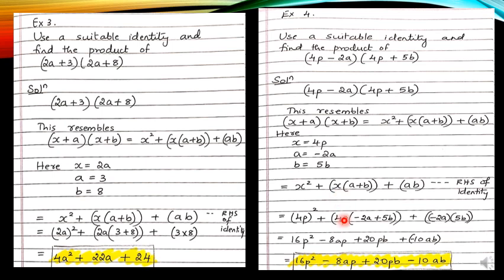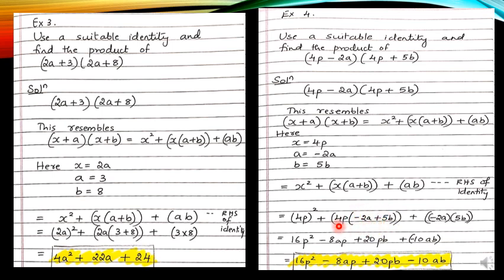After that, substitution is similar. X square means (4p) the whole square. X is 4p. A plus b will be (minus 2a plus 5b). Then the last term ab is going to be minus 2a into 5b. Plus sign as it is. Here also plus sign as it is. And simplify. (4p) whole square is 16p square, minus 5b minus 2a. You can't simplify because they both are unlike terms.